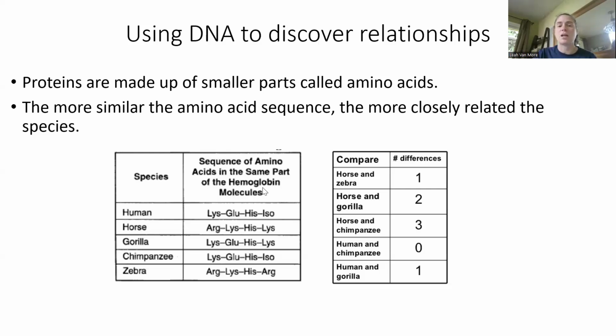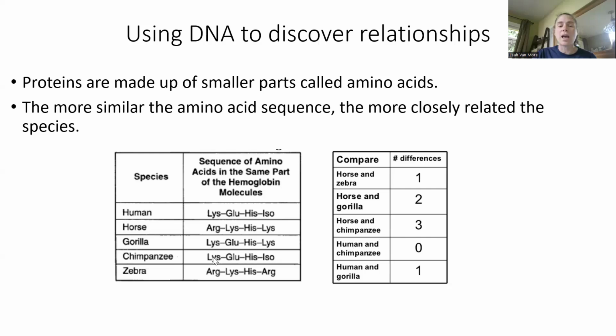And this happens to have to do with the hemoglobin molecule, which is the molecule in red blood cells that carries iron. So if we look at human here and chimpanzee here, we notice that they're actually identical, right? They both go lys, glu, his, iso, lys, glu, his, iso. So over here, it says the number of differences, there's 0 differences between them.